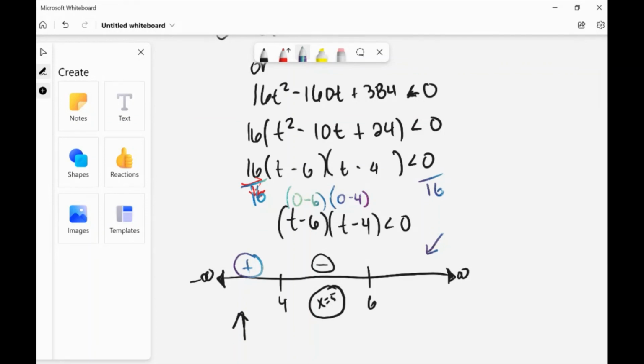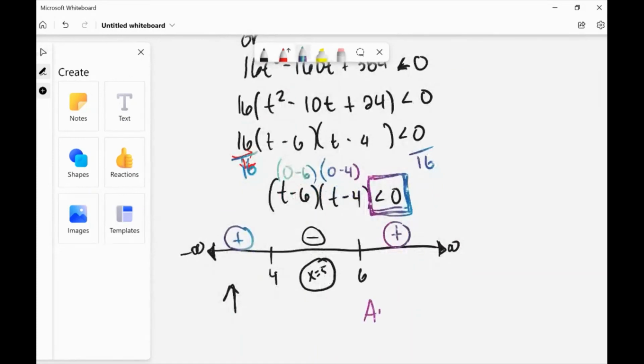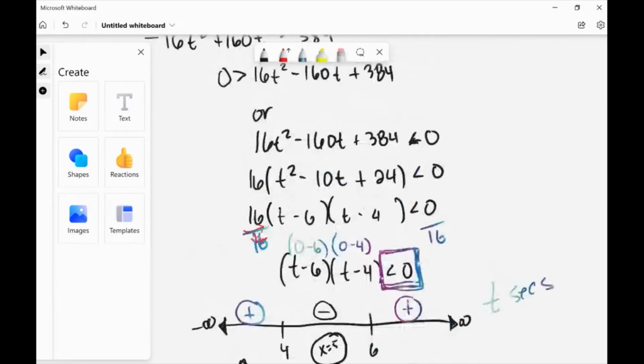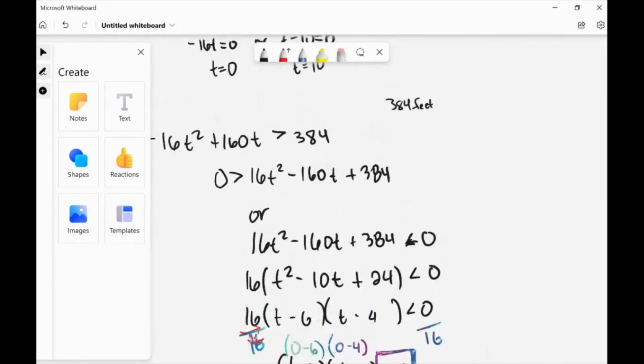What about this other interval over here? Positive. Positive again. But according to this, we are looking for what type of numbers? Which interval do we want? Negative numbers. So the only answer is between what? 4 and 6. So it's saying between 4 seconds and 6 seconds, because that's what t represents, seconds. That's when it's going to exceed 384 feet.